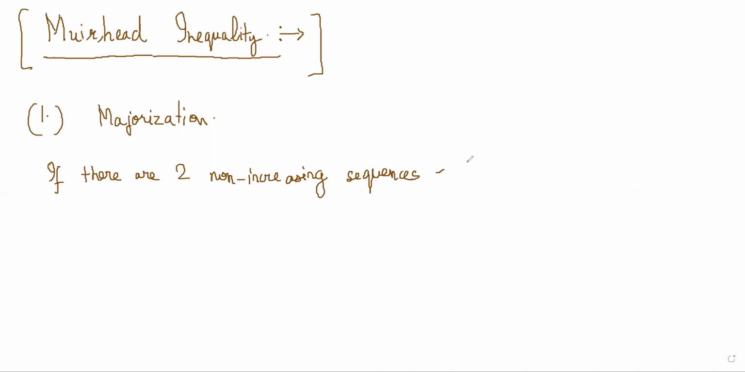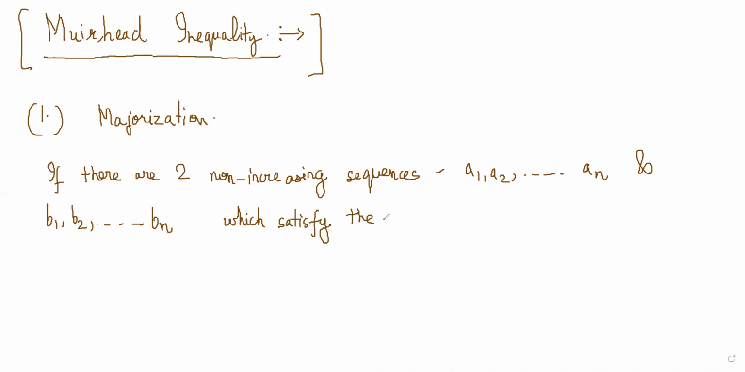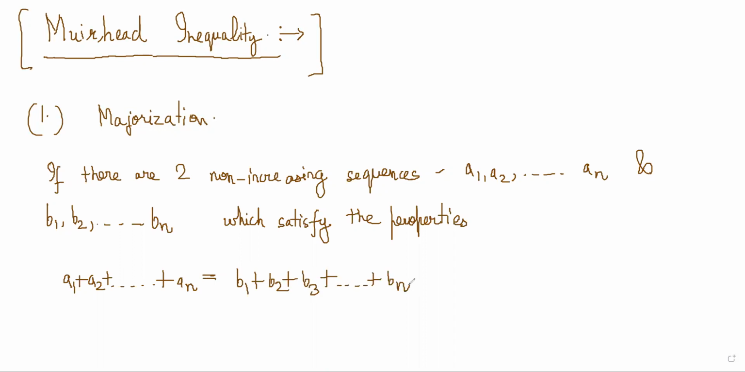If there are two non-increasing sequences like this, A1, A2, ..., An, and B1, B2, ..., Bn, which satisfy these properties: A1 plus A2 plus ... plus An is equal to B1 plus B2 plus B3 till Bn, and the summation of Ai from i equals k to n is less than or equal to the summation of Bi from i equals k to n.